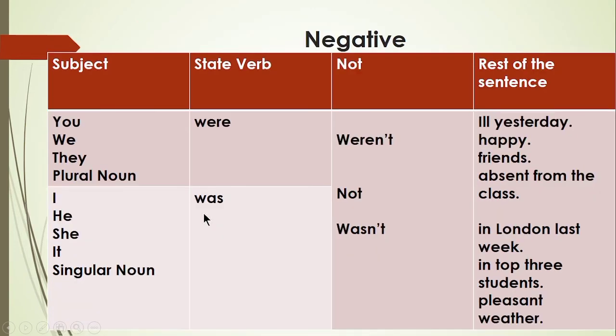Now, how to talk about state or existence in negative sentences? So again, subject followed by was or were, then not. Or if we make a contraction of was and were with not, it becomes weren't or wasn't, and then the rest of the sentence. For example, you weren't or you were not ill yesterday, we were not happy, they weren't friends, they were not absent from the class, I was not in London last week, he was not in top 3 students, or he wasn't in top 3 students.